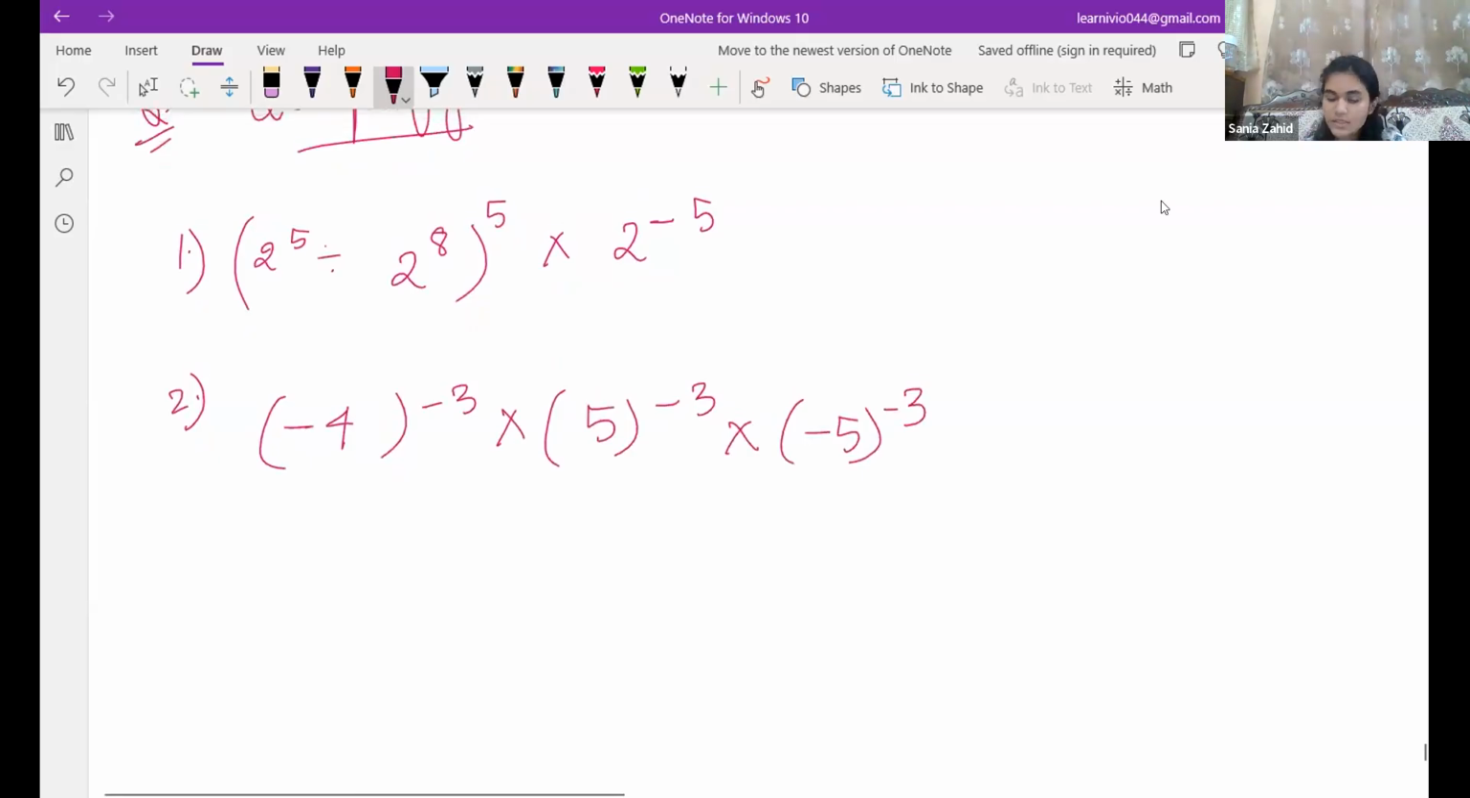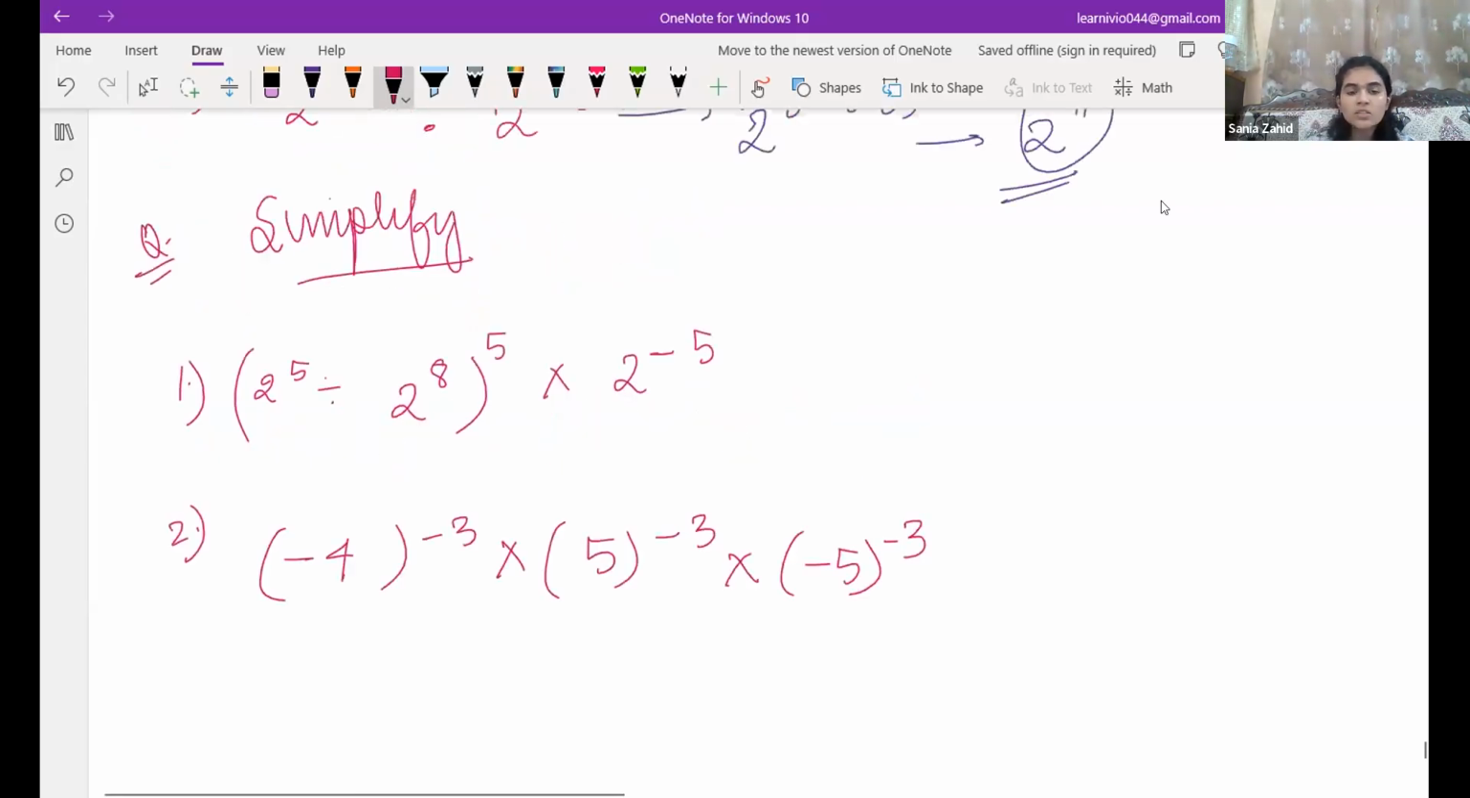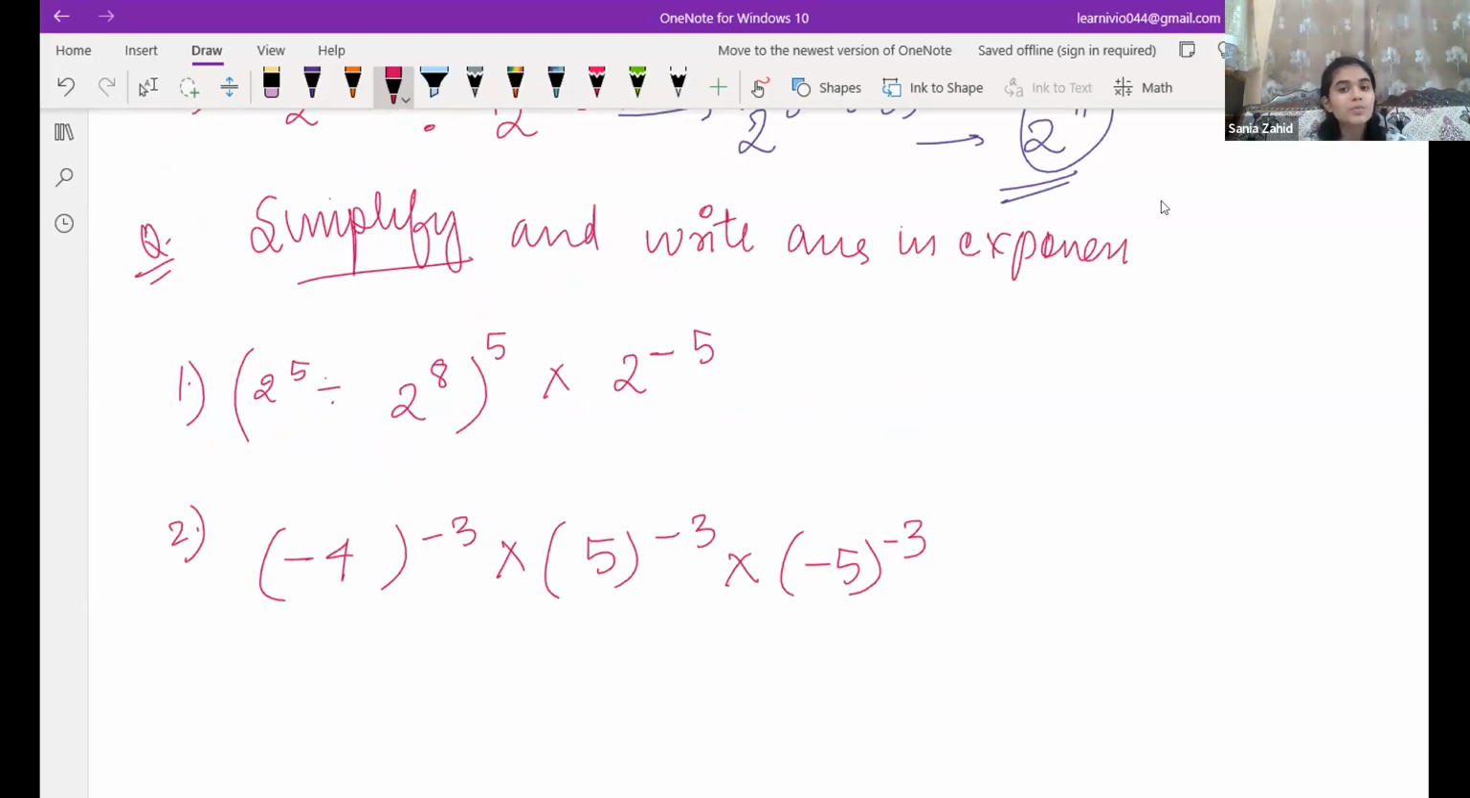And it is written that you write your answer in exponential form. That means you do not have to solve the answer, you just leave it in exponent. Like 2 to the power 3 is 8, but you leave it at 2 to the power 3 only. Okay, solve it.